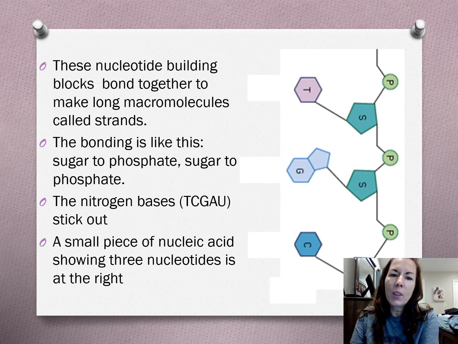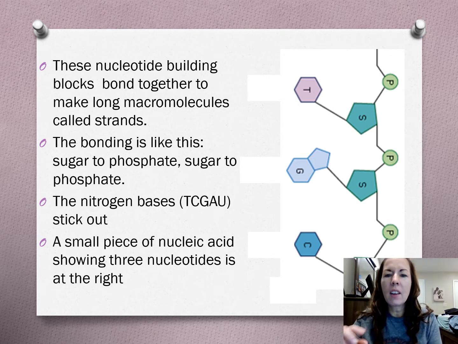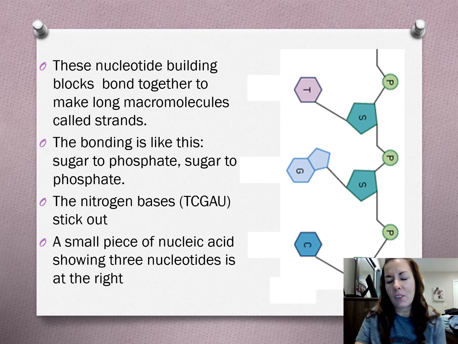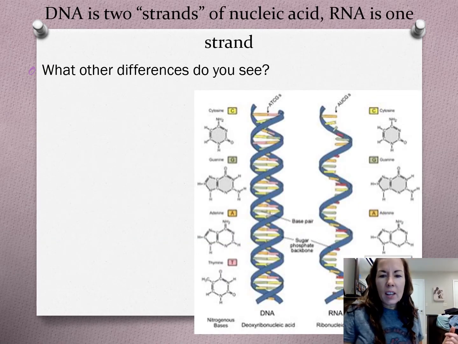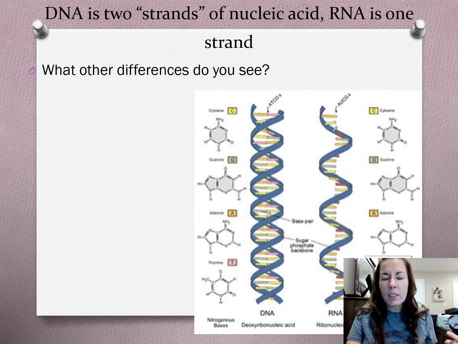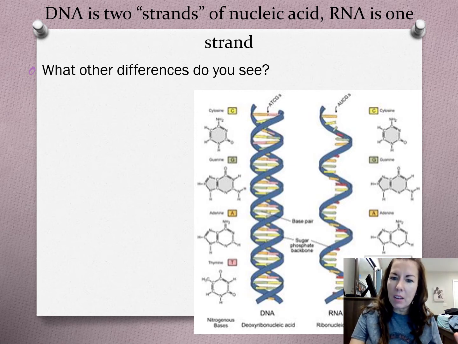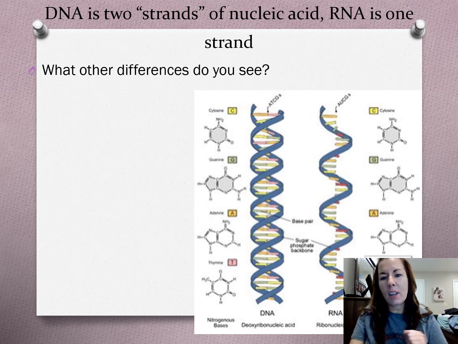So those nucleotide building blocks bond together to make long strands, and it looks a whole lot like sugar, phosphate, sugar, phosphate, sugar, phosphate, with the bases sticking out on the edges. So DNA is double-stranded, RNA is single-stranded, DNA has thymine, and RNA actually has a different nitrogenous base called uracil.